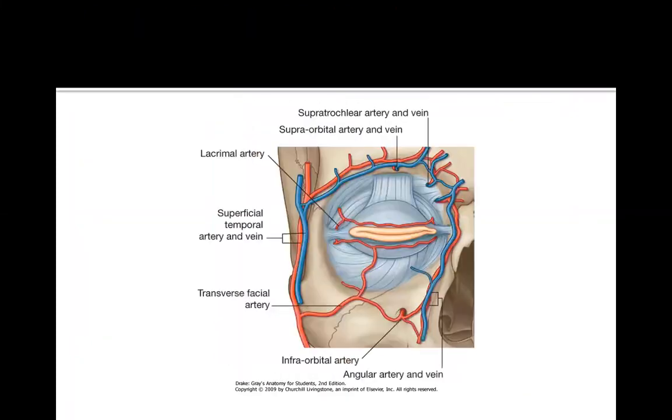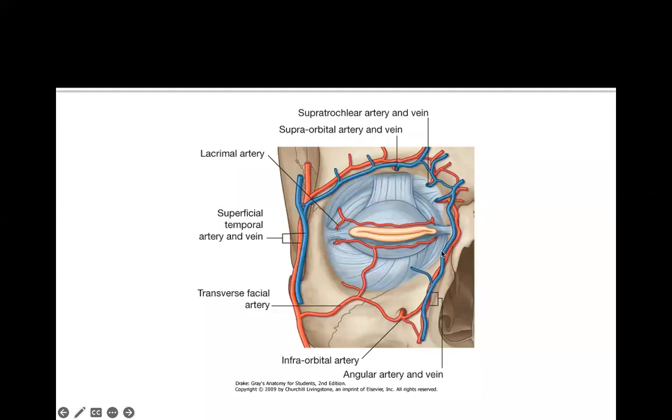Let's go back and appreciate this very well. You see, look at your angular artery and vein. You see, it's around the nose and the cheek. Then you have the transverse facial artery. So if you are picking some pimples or acne, you know it's full of bacteria, you break it and then it finds its way into any of these blood vessels.